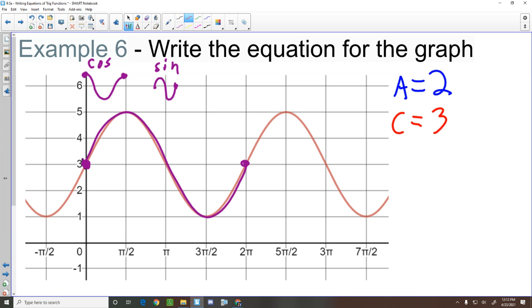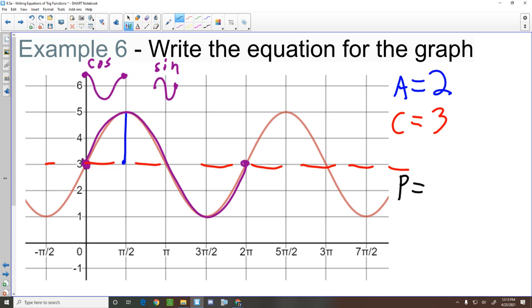The first two parts that are easy to identify would be the midline C and the amplitude A. Here is where that midline cuts through the middle, and from there, midline to the crest is 2 units. And so I've got A and C. Those numbers will both go directly into my equation. But now I need to identify the period in order to get the frequency.